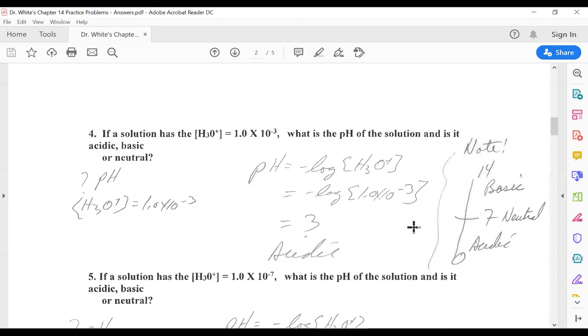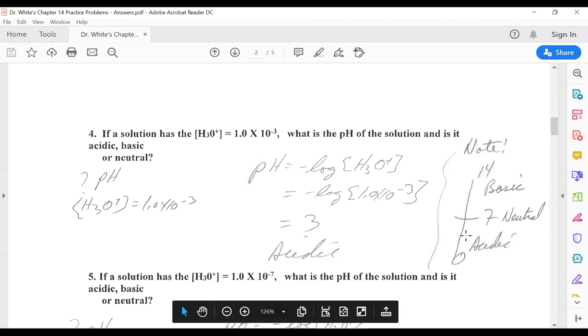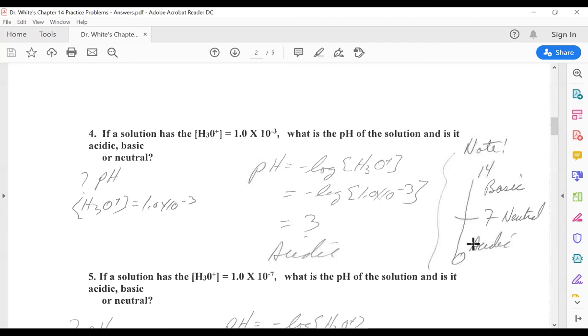Now, what I won't give you, and you have to know, is the pH scale, 0, 7, 14. 7 in between, halfway between 14 and 0, it's neutral. Below 7, pH is acidic. Above 7, it's basic. 3, I hope you all know, is less than 7, and therefore it's acidic.